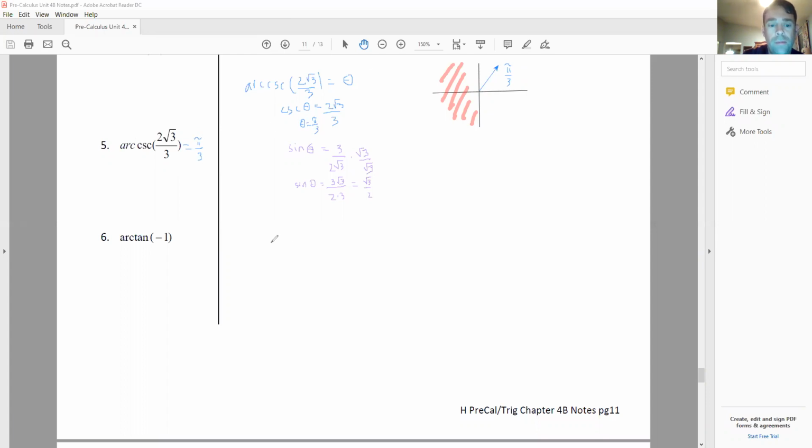Arc tangent of -1 equals theta. So our tangent, that's going to still be quadrants 1 and 4. So I'm going to go ahead and get rid of 2 and 3 here. And you guys are going to kind of hopefully see here that it's essentially doing the same thing, a lot of it over and over again.